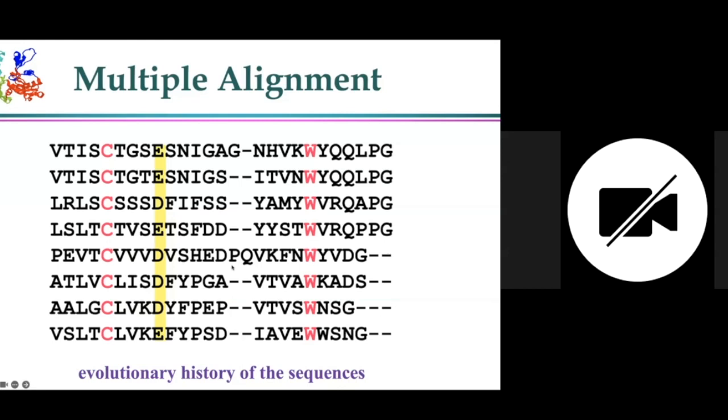So here it basically gives you a snapshot of evolution. That is, these proteins have evolutionary relationships, even though in a multiple sequence alignment you do not see which one came first and which one came later, but at least you see which part is highly conserved.